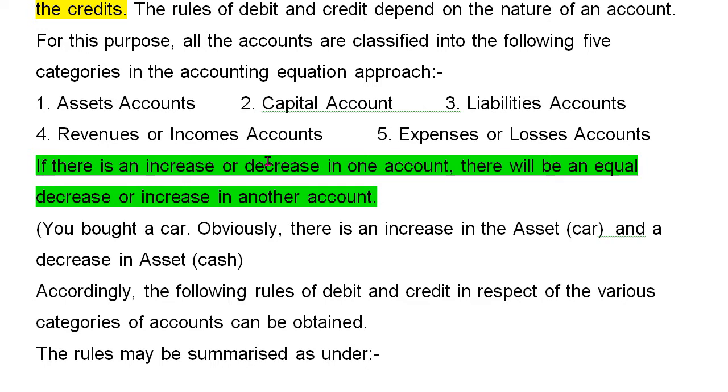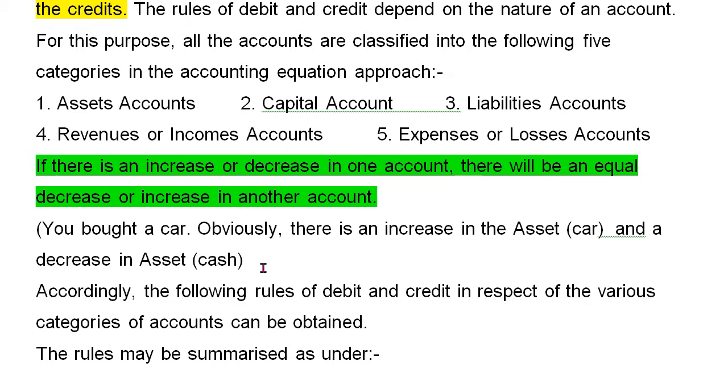Example, you bought a car. See, obviously there is an increase in the asset, that is your car. You have got a new one, it is added with an asset. And the second point is there is a decrease in an asset. To buy a car, certainly you will have to pay the cash. When you pay, automatically your cash balance will get reduced. This is the thing. When any transaction happens, one will increase and other will decrease.